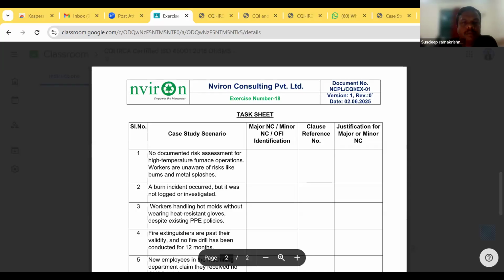Okay, so which is the clause number under which you will give this? HIRA, sir. Yes, that's the clause, but what is the clause number exactly: 6.1.1, 6.1.2, 2.1, 2.2? Which one do you want to give? It should be very specific, okay? It cannot be general.